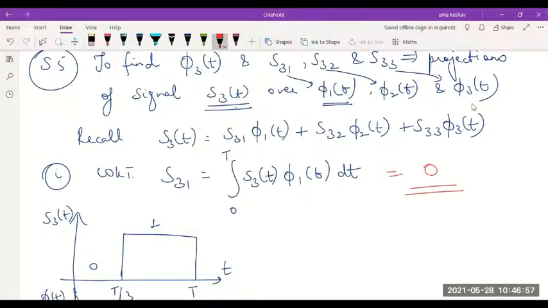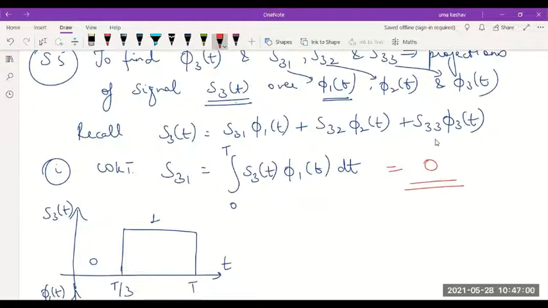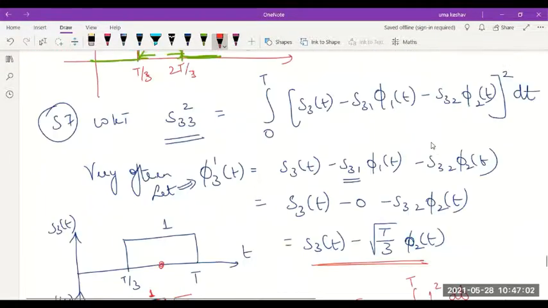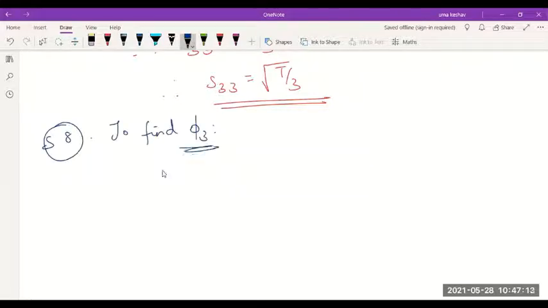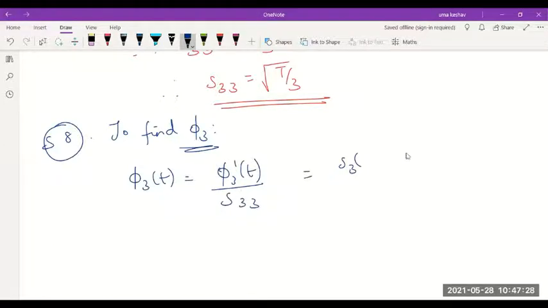Now the last part which we have to find is phi 3. We have to find the third orthonormal basis function, phi 3. So step 8, to find phi 3. How do I define phi 3? I can easily say phi 3 of t is phi 3 dash of t divided by S33. Yes or no? What is this phi 3 dash of t? Remember, this is S3 of t minus S31 phi 1 minus S32 phi 2.